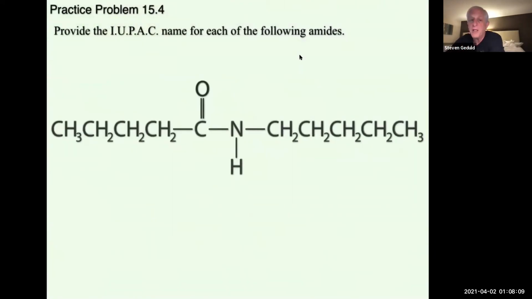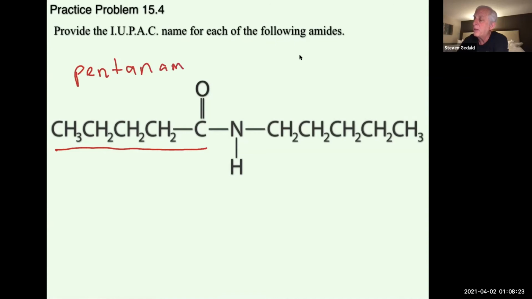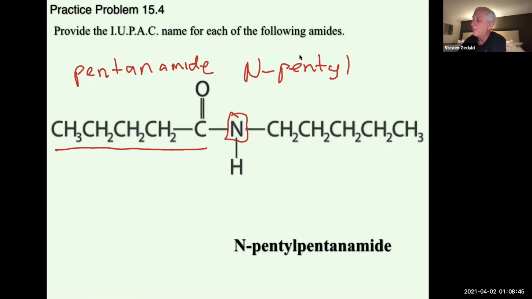Okay, same thing again. You look at the carboxylic acid group, and there is 1, 2, 3, 4, 5 carbons. So 5 carbons is pentane. Drop the E, add the word amide. And then we look at our nitrogen group, and we have 1 attachment. So 1 attachment means 1 N group, or 1 N nomenclature. And this is 1, 2, 3, 4, 5 carbons. So it's going to be pentyl. So if I put those together, it's N-pentyl pentane amide.